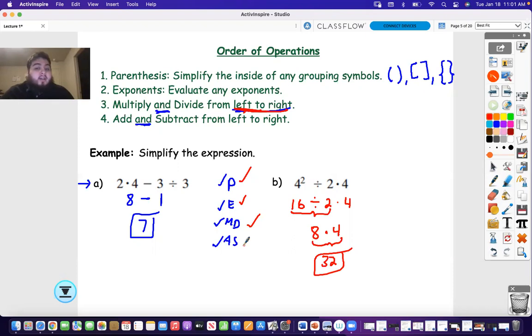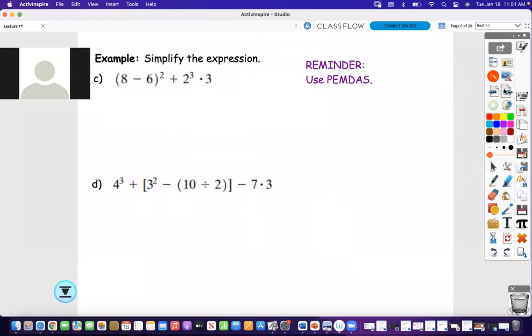Any questions on these examples before we move on? Notice how on B, every line that I wrote was a different step. So it's all about taking advantage and writing out your work, guys. All right, let's look at the next example. We have 2 more examples because now they get a little trickier.